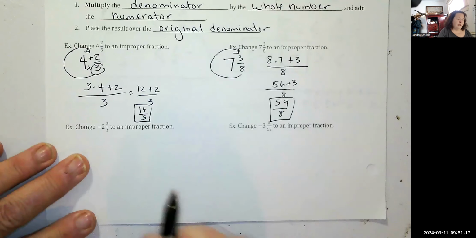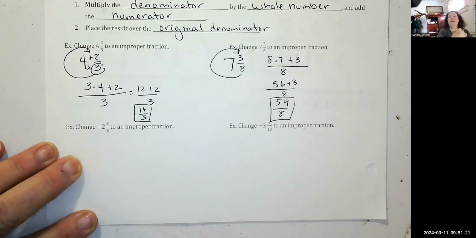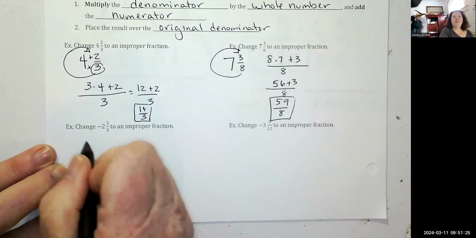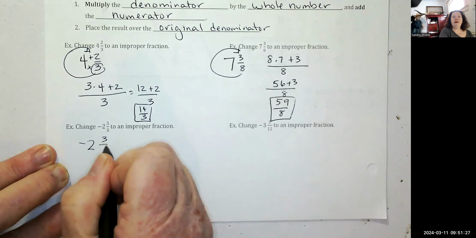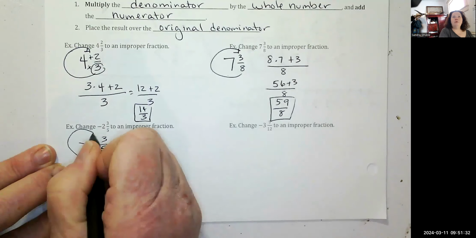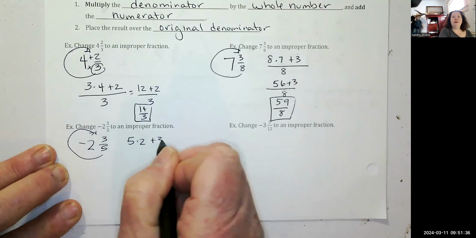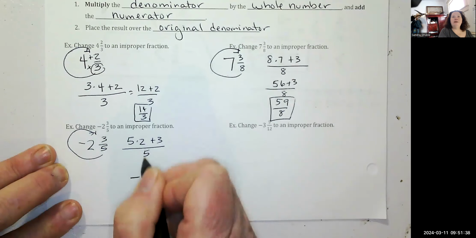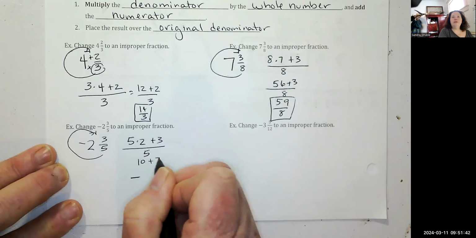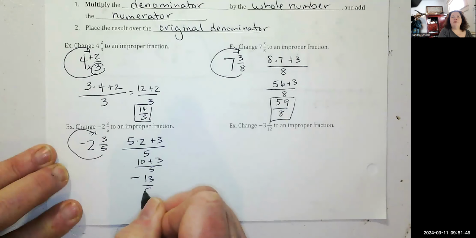Okay. We're going to ignore the sign on this one and do the same stinking thing. You're just going to carry the sign along with you to the final end. So -2 3/5. Our answer is going to have a negative in it. All right. But we're going to go around the world. 5 times 2 plus 3. 5 times 2 is 10 plus 3, which is -13/5.